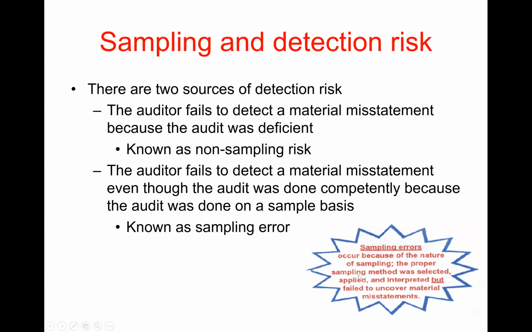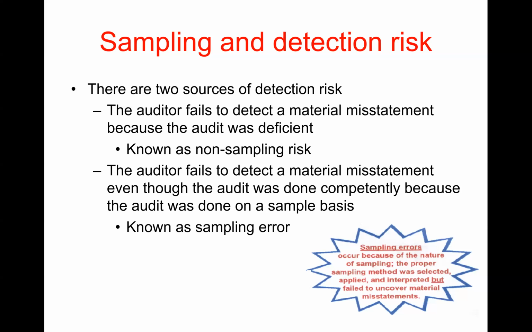The auditor chose the correct sampling method, applied it in the right way, and interpreted the results correctly, but the auditor still failed to uncover the material misstatement because the auditor hasn't checked everything. That's what we mean by detection risk. You have two types of detection risk. The first one is non-sampling risk, where the auditor messes up. And the second one is sampling risk, where the auditor hasn't messed up, but it's simply that the auditor hasn't checked everything.